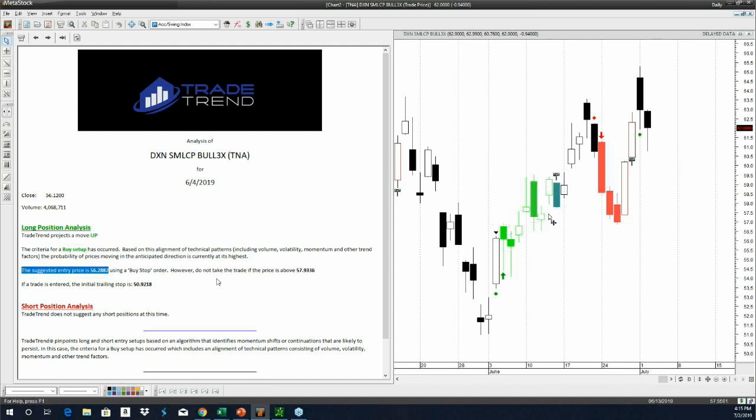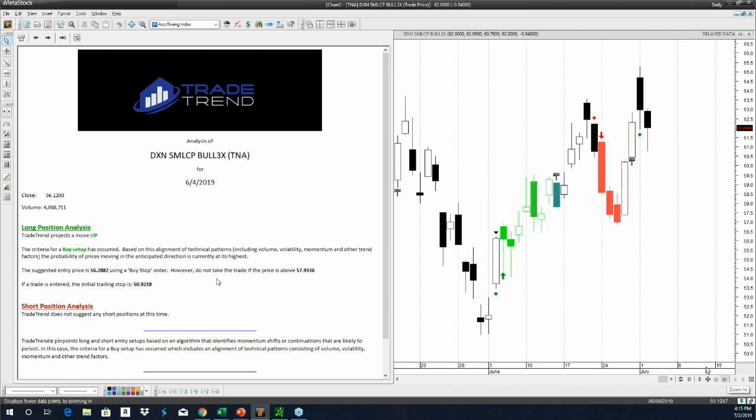This was obviously a very nice trade to the upside, but we could have done really, really well by trading options on this particular setup. So I'm going to show you here in just a second how we would do that using the information in the expert commentary.